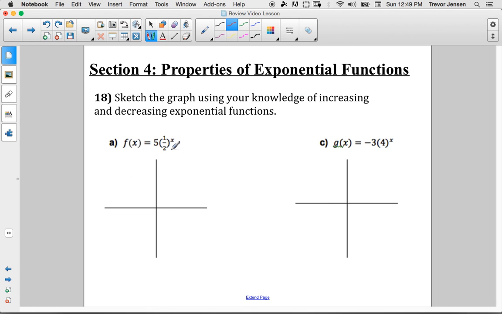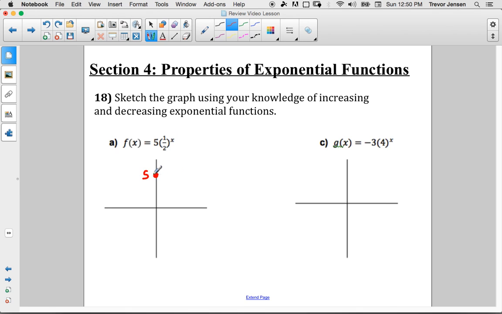Okay, last section I'm just going to do quickly is just some properties of exponential functions, just so you understand what the graphs will look like. The a value is going to tell you where we're going to start. That's our initial value. Our a value is 5, so I'll just plot it roughly right there. Our initial value is 5, and then our b value is 1/2, so that's a decay factor.